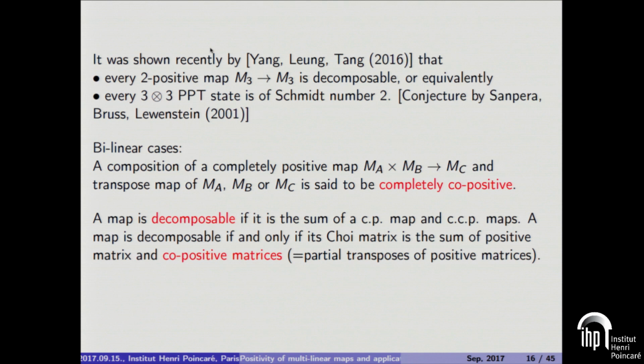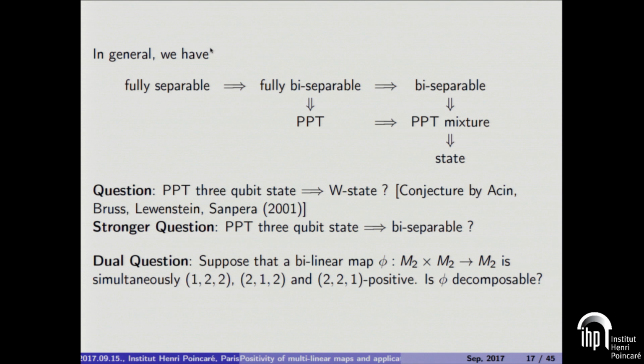Then we have such an implication in general. Of course, if we take the dual object in terms of the positivity of the bilinear maps, we can consider the reverse implications, of course.